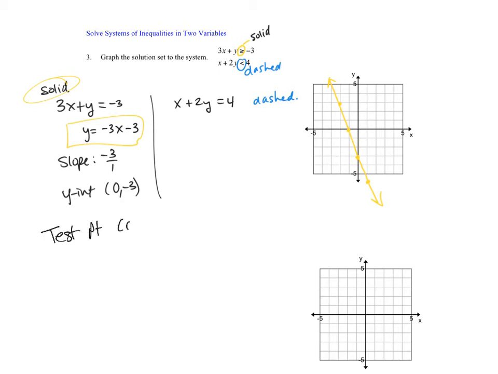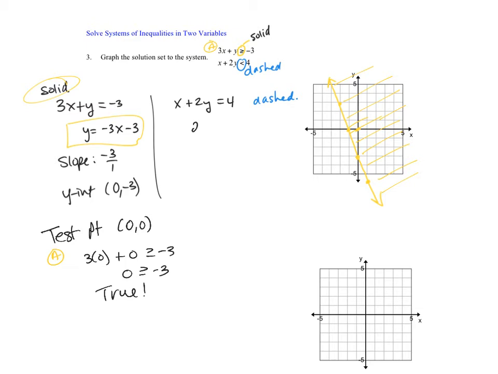And the easiest one to do, if the line doesn't go through the origin, is just try (0, 0). So I'm going to put this into my first inequality. So 3 times 0 plus 0, is that greater than or equal to -3? And it is. So that means that I get to shade the origin, and then everything else on that side of the line is also going to end up being shaded. Okay, so there's my first one.